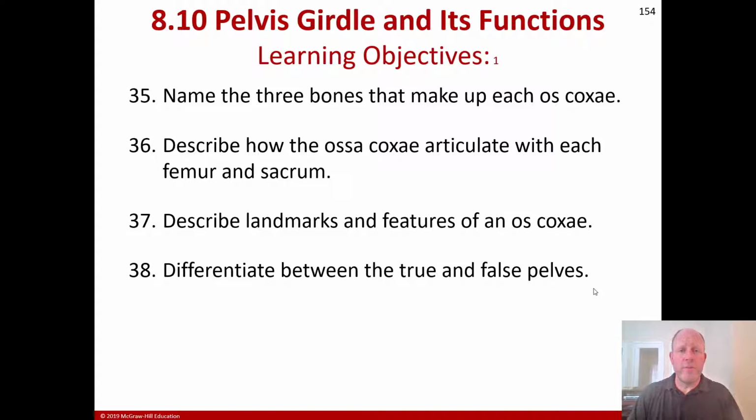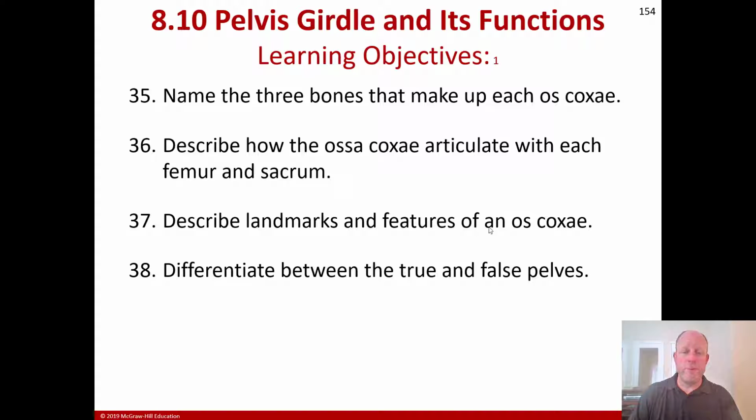All right, we're now talking about the final few sections of Chapter 8 on the axial and appendicular skeleton, Section 10 of Chapter 8 for Bio 246. We're talking about the pelvic girdle and its functions now. You should be able to name the three bones that make up each Os Coxae after this section, and describe how the Os Coxae articulate with each femur and sacrum.